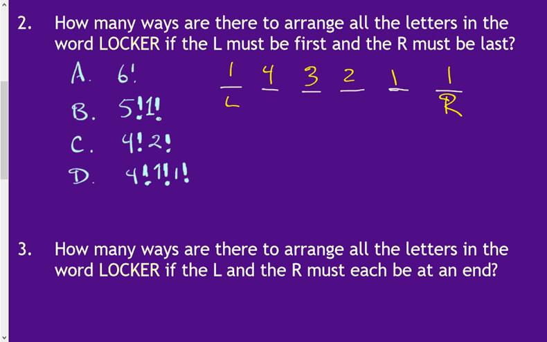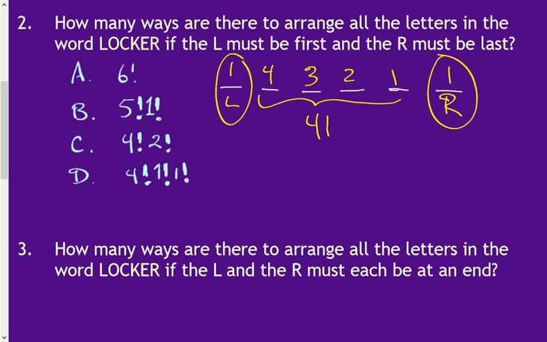Yeah, so again, as we mentioned yesterday, start with the positions that have the most restrictions. So we want to look at probably those two first. We only have one choice for the first position, only one for the last position, which leaves us with 4 factorial for arranging those middle 4 letters.